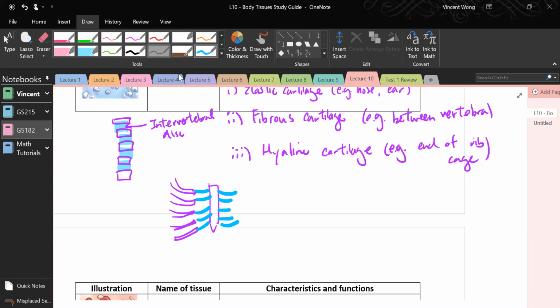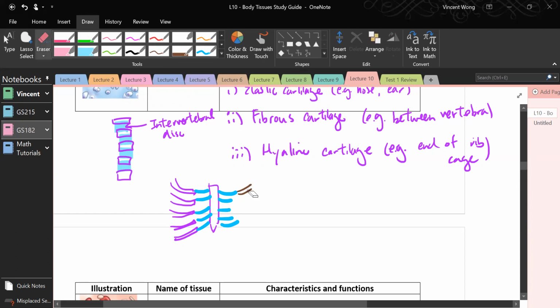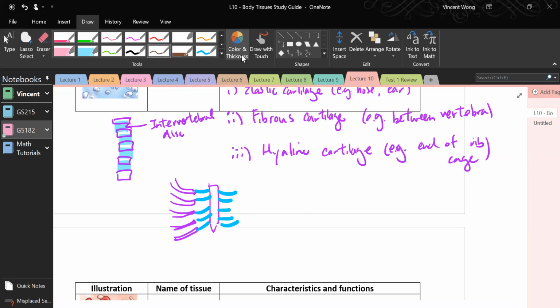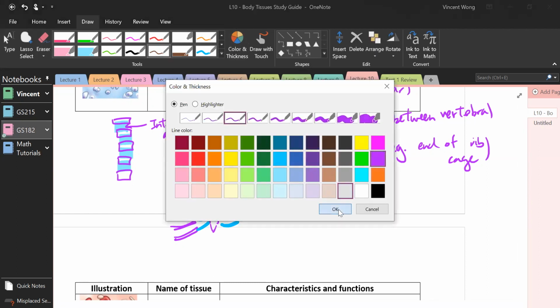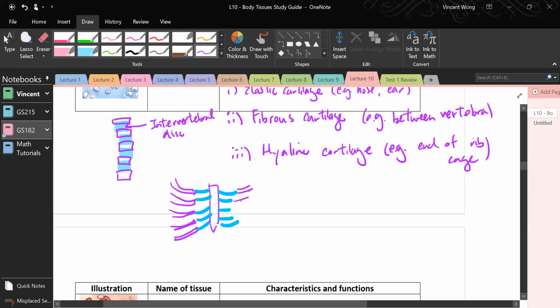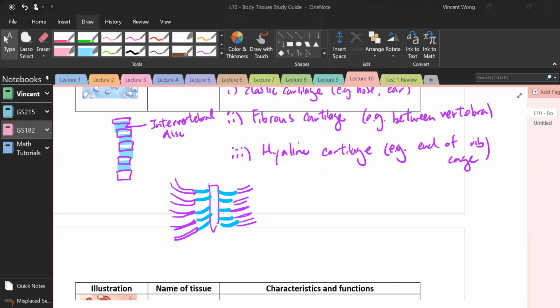So these cartilage, they are an example of the hyaline cartilage. If you eat ribs, at the end there's that cartilage part, right? That's what we're talking about, the hyaline cartilage. All right.